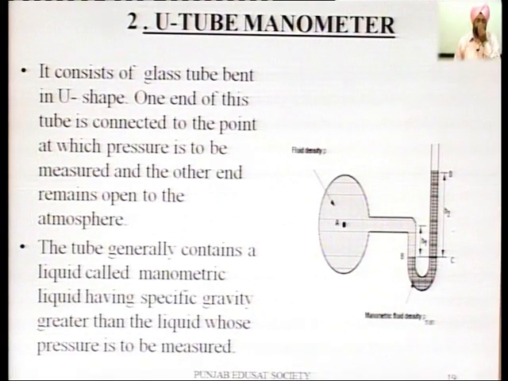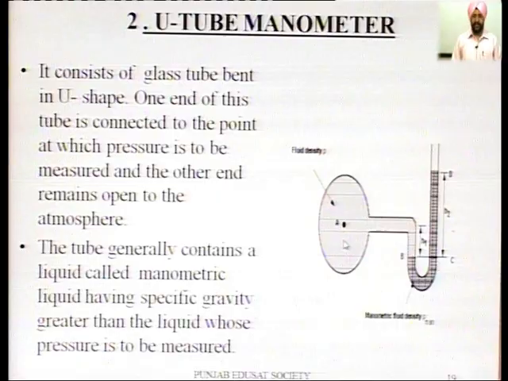Moving to the second type of simple manometer, we have U-tube manometers. As its name indicates, the shape of this type of simple manometer is in the shape of the alphabet U, as you can see here. It again consists of a glass tube bent in a U shape. Again, one end of this tube is connected to the point at which pressure is to be measured, point A, and the other end remains open to the atmosphere.